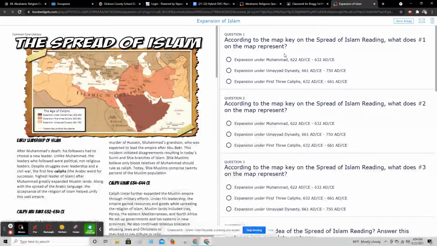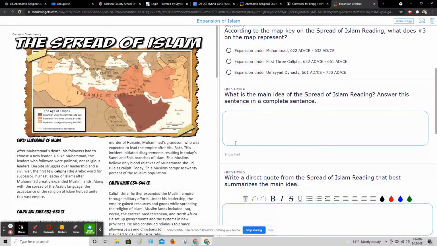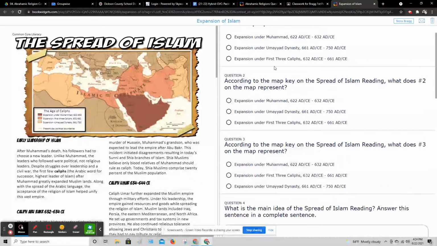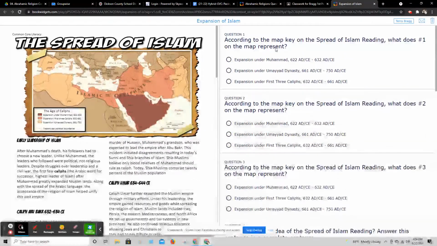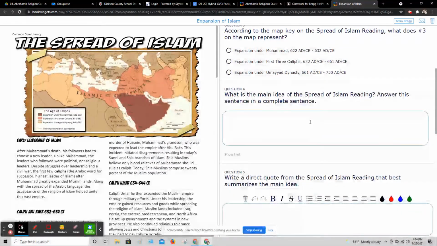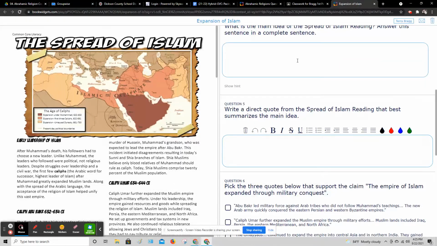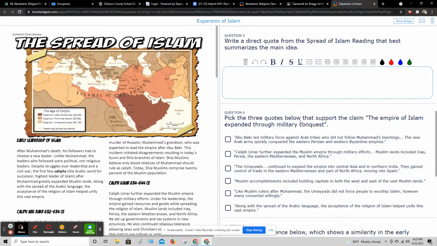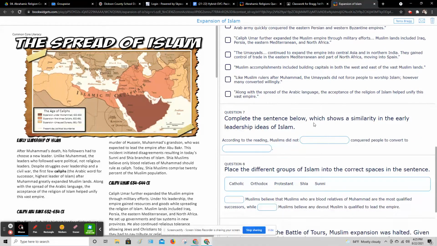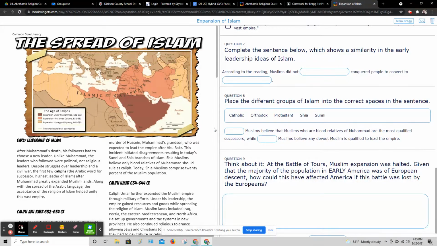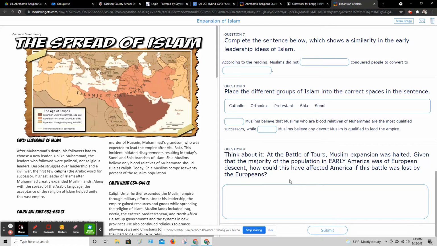All right, so we can see here we have the questions on this side. I have some hints in here to help you. Things about the maps. Oh, look, you have the map right there. Perfect thing there. What is the main idea of the Spread of Islam reading? Write a direct quote from the Spread of Islam reading that best summarizes the said main idea. Pick the 3 quotes below that support the claim the Empire of Islam expanded through military conquest. So you're going to pick 3. Complete the sentence below, which shows a similarity in the early leadership of Islam. So we have some fill in the blanks. We have some word drag and drops. And then we have a short answer question.